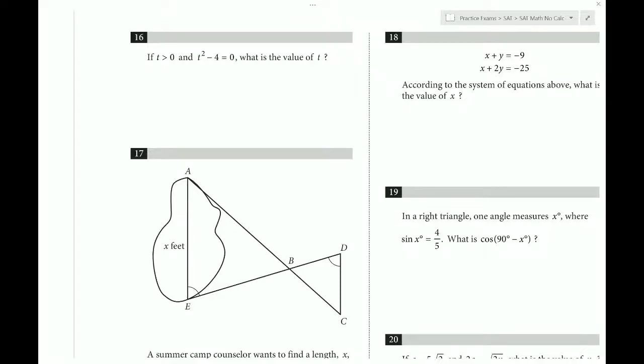Okay, so now we're on to the grid-ins. First question: t is greater than 0 and t squared minus 4 equals 0. What is the value of t?